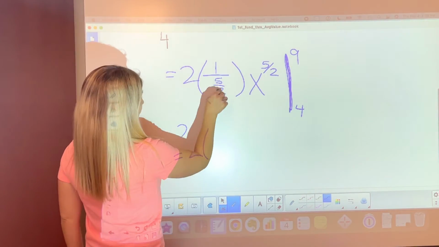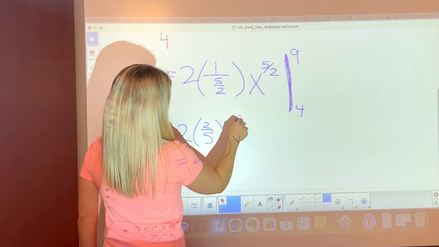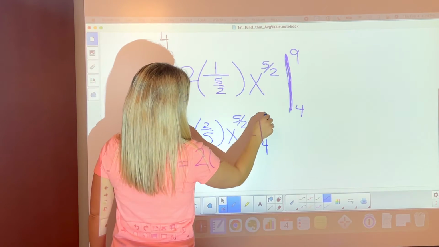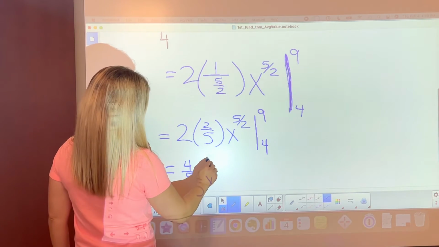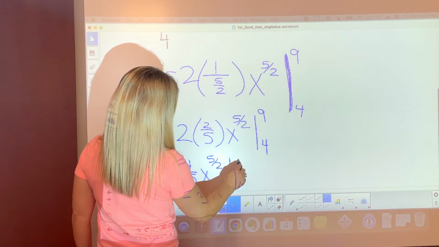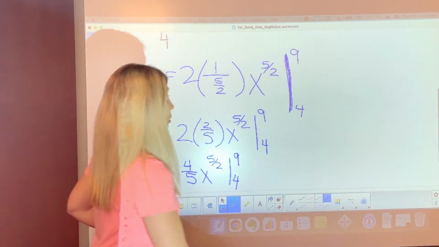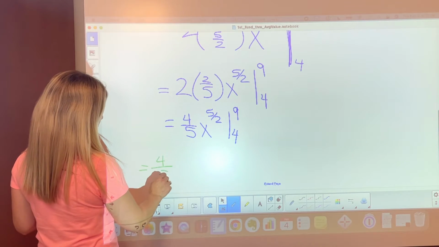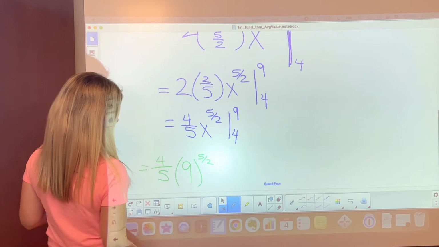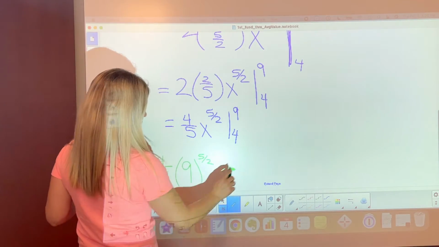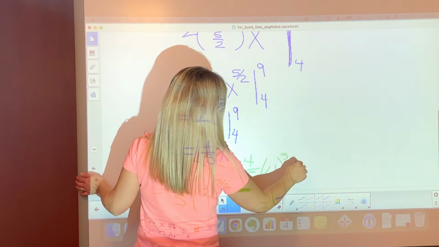We have 2. This guy, if he's on the bottom, he flips over. X to the 5/2, evaluated from 4 to 9. So this is going to become 4/5 x to the 5/2, evaluated from 4 to 9. Now we can go ahead and plug in our x values. So first thing we have is 4/5. 9 comes in here first to the 5/2 power minus 4/5. This time x is 4 to the 5/2 power.